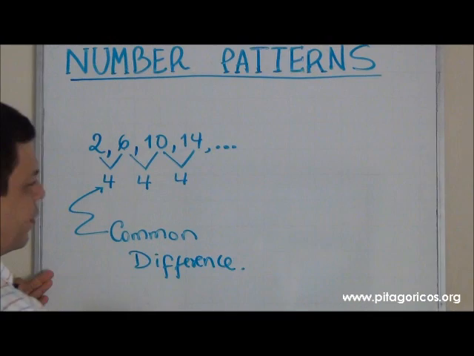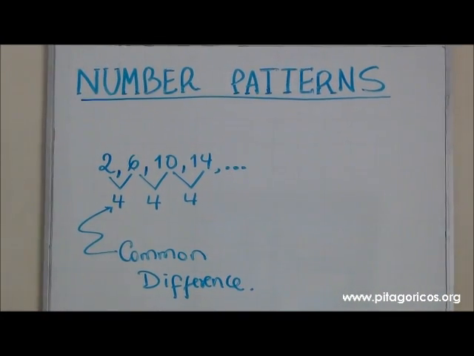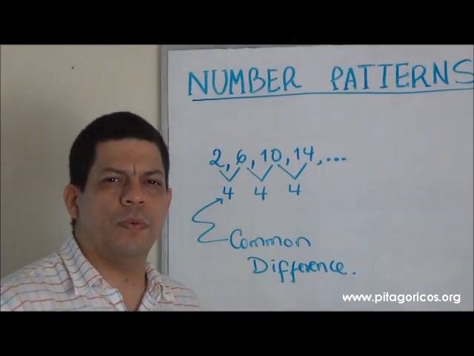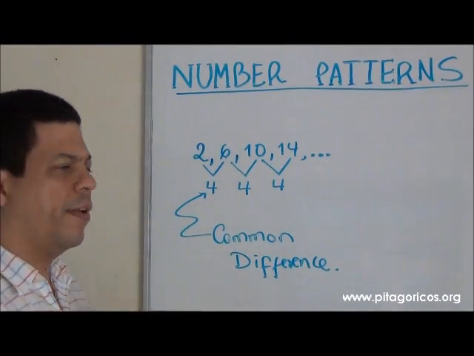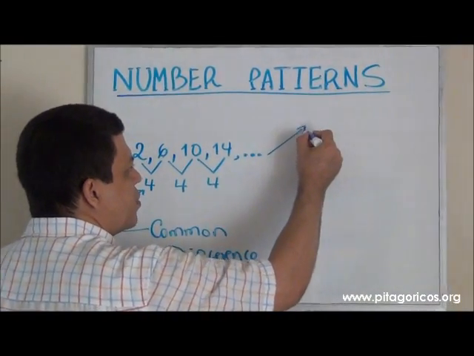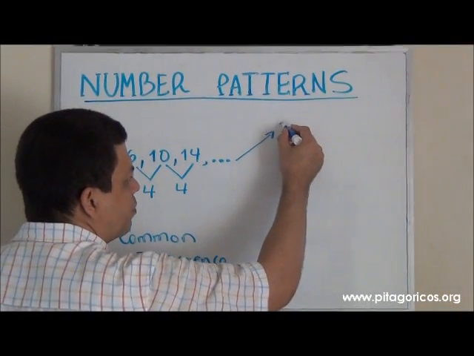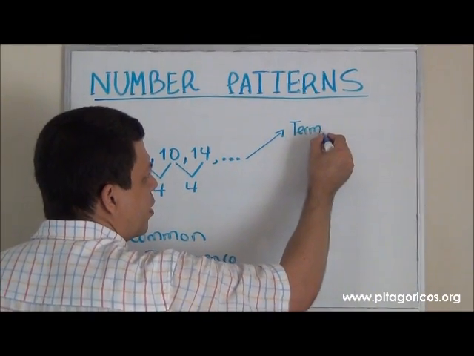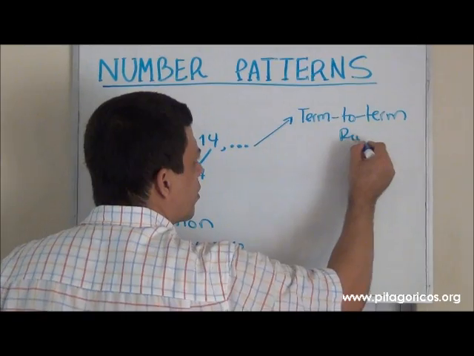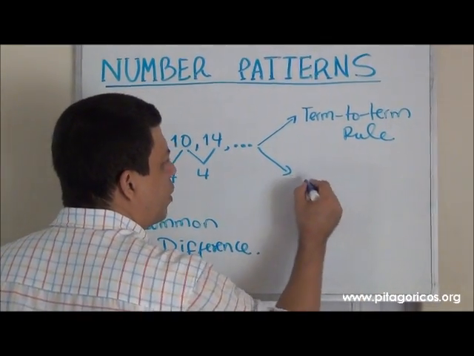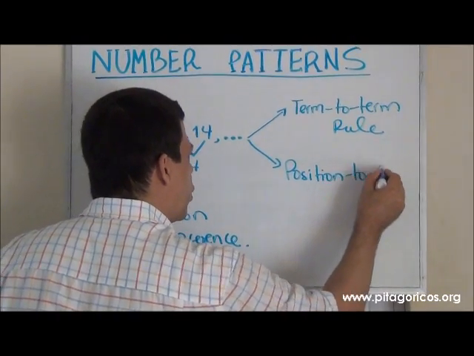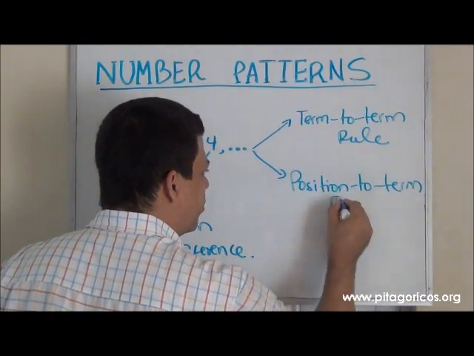And when talking about sequences, no matter what type we have, there are two ways to describe these sequences, and that is when we talk about the sequence using something that we call the term-to-term rule, and something that we call the position-to-term rule.